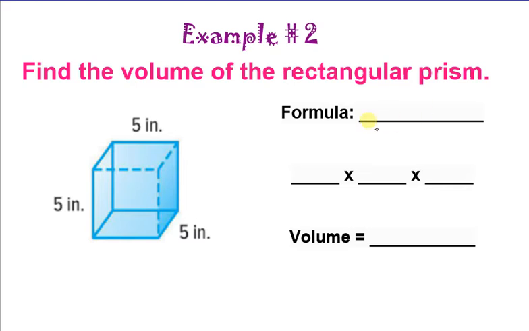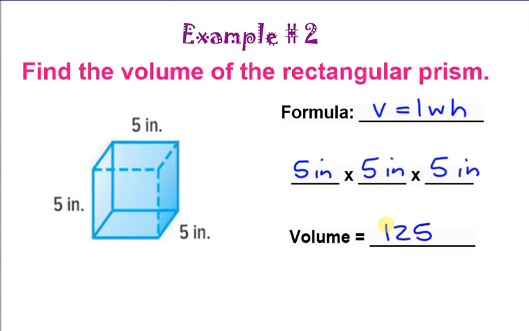Okay, let's look at example 2. Find the volume of the rectangular prism. Again, we're going to start with writing the formula. Volume equals length times width times height. So here, what is the length? How long is it? Well, it's 5 inches. What is the width? How far back does it go? 5 inches. And what is the height? 5 inches. So in your calculator, you're going to do 5 times 5 times 5. And that's going to give you 125 inches. And because it's inches times inches times inches, inches cubed, or inches to the third power. Either way you say it makes sense.